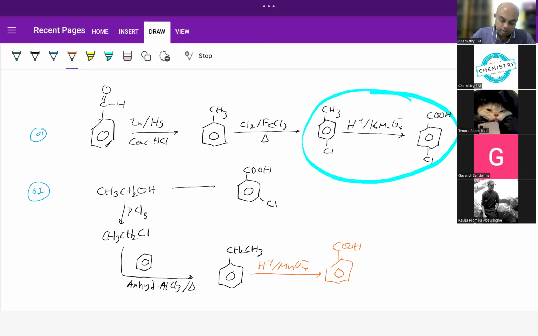Right? Then I can convert this one into this group because the COOH group is a meta director. Then I can direct the chlorine atom to the meta position by using the COOH group. For this one, I can add Cl2, FeCl3 together with heating. Right. So this is how you do this conversion by using 4 steps actually.